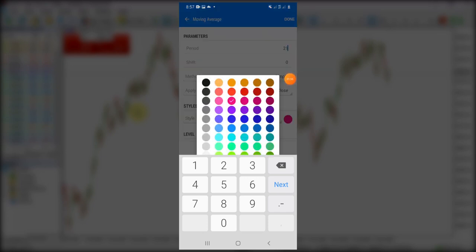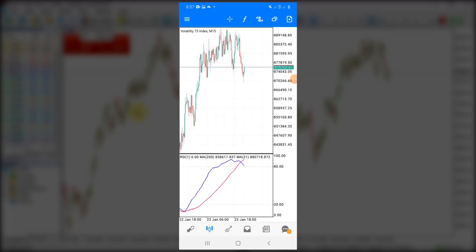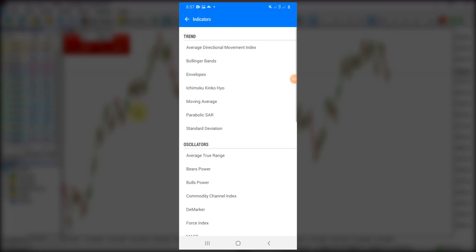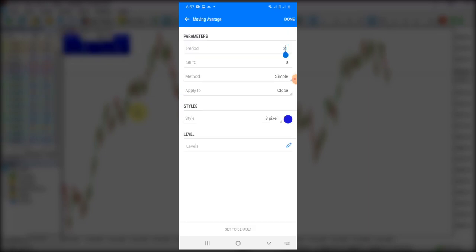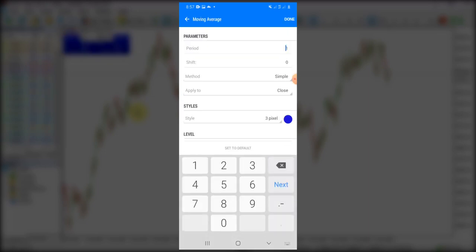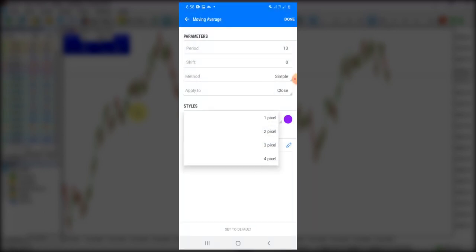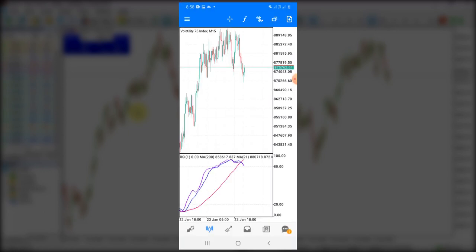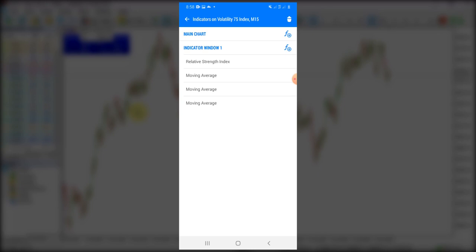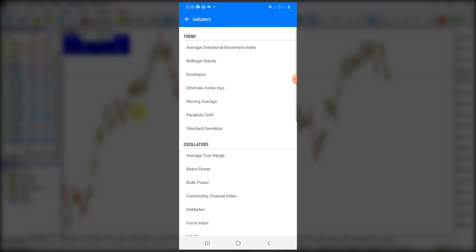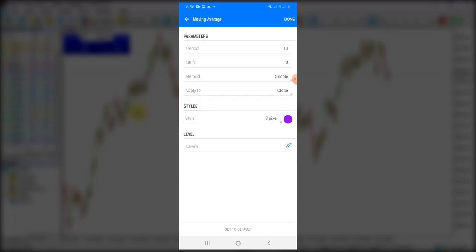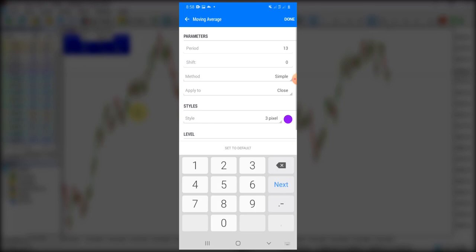Oh, this thing is standing on the wrong way. Oh, guys, I really don't use my phone that much when it comes to trading. Okay, the pixels are fine. Let me leave them like this, and let's go to moving average 8.